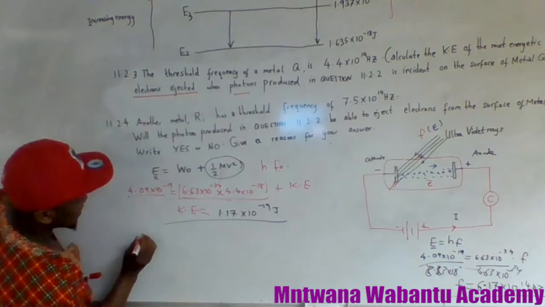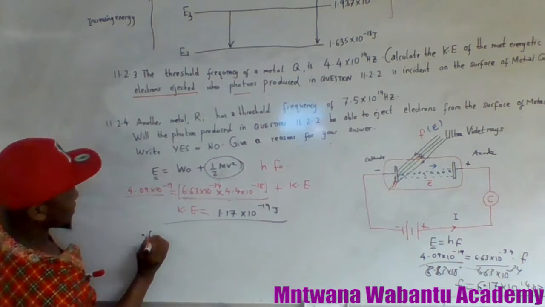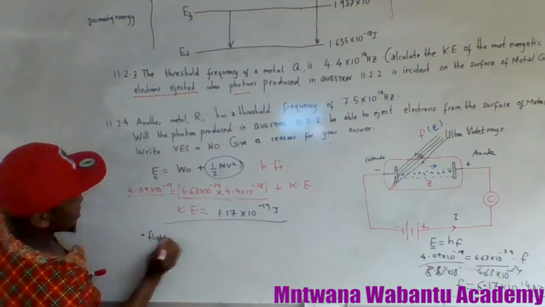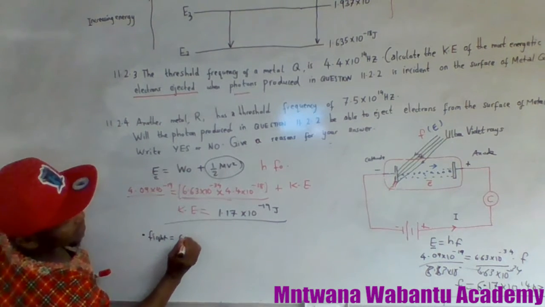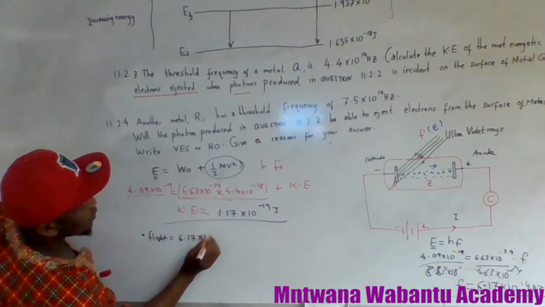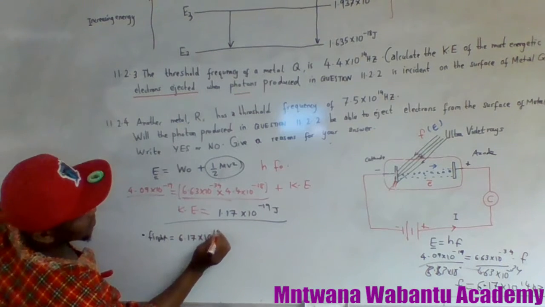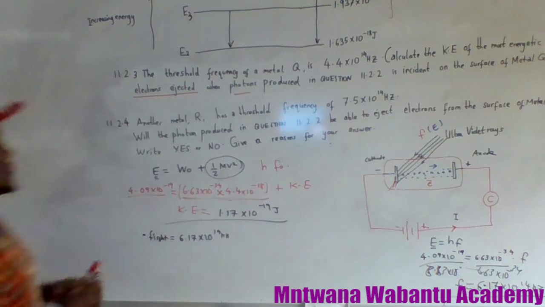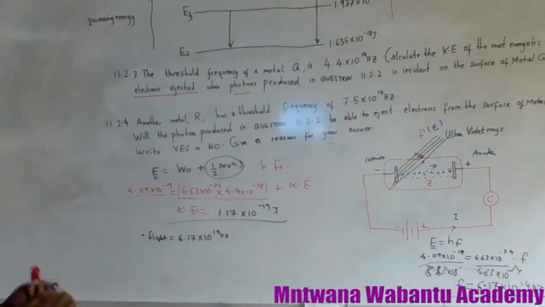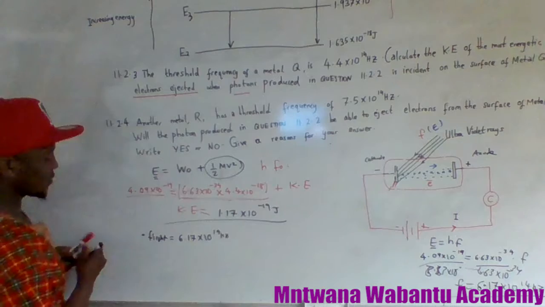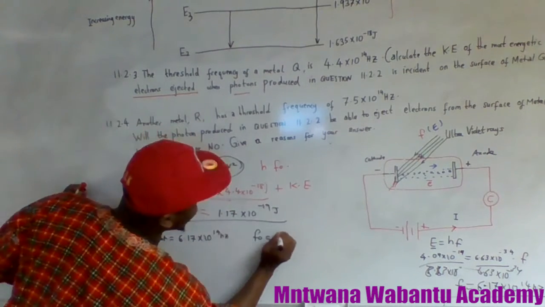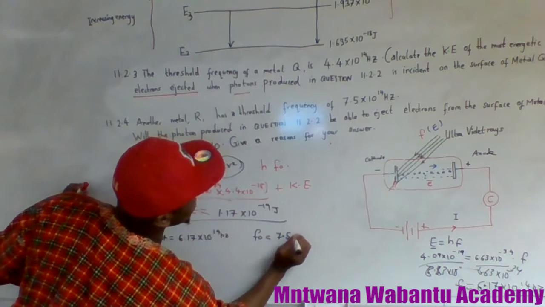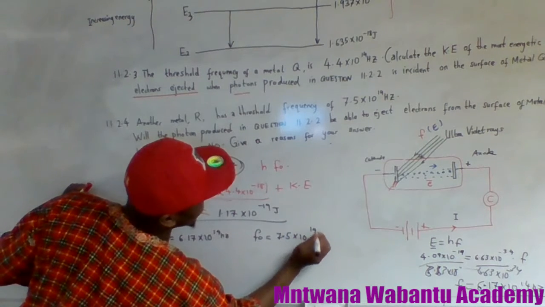So the frequency of the light which is coming is 6.17, which we know from the beginning for the light. And the threshold frequency of the new metal, what is it? The threshold frequency of the new metal is equal to 7.5 times 10 power 14 hertz.